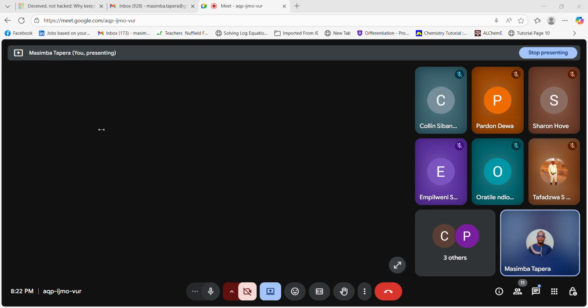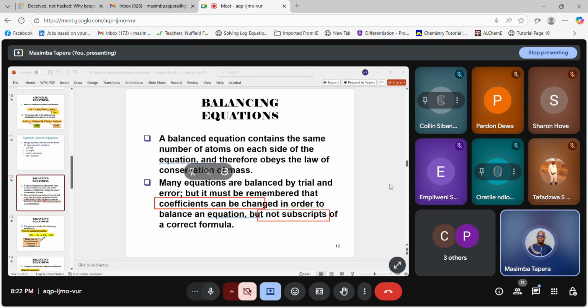Without wasting much of our time, we need to go to the aspect of balancing chemical equations. Basically, a balanced equation contains the same number of atoms on each side of the equation, that is, on the reactants and the product side. And this type of equation obeys the law of conservation of mass. It obeys the fact that we are not going to create or destroy any atom.